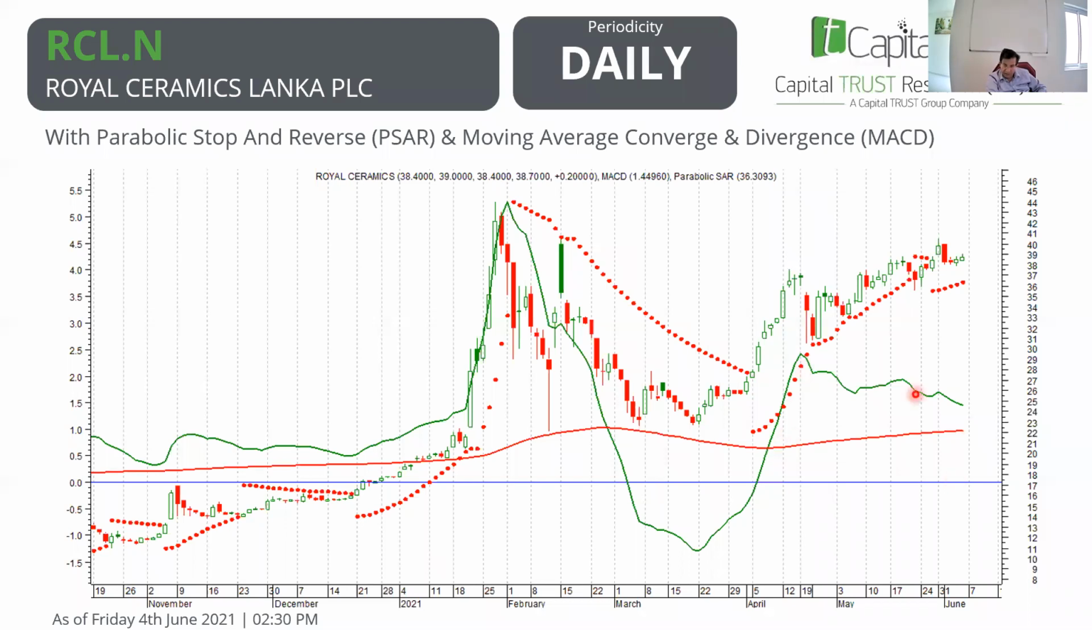Short-term moving average has moved up above the long-term trend. Trend line is also edging up. So all in all, the share is superb, but unfortunate. Nobody is buying. Right? That's the most you can say about Royal Ceramics.